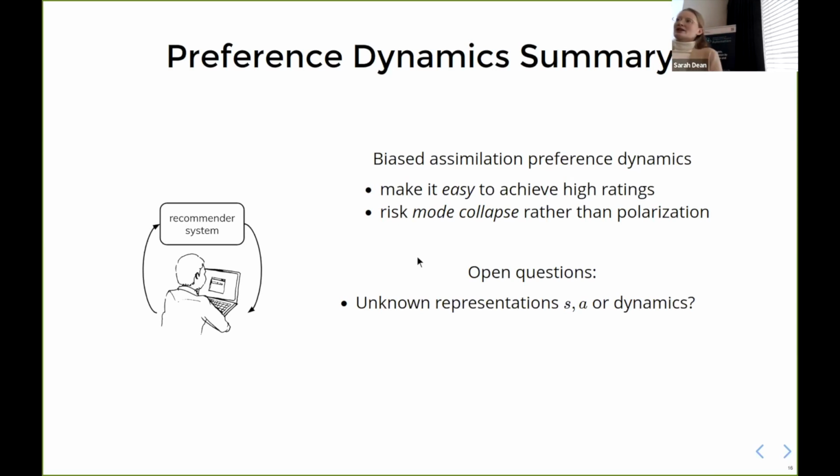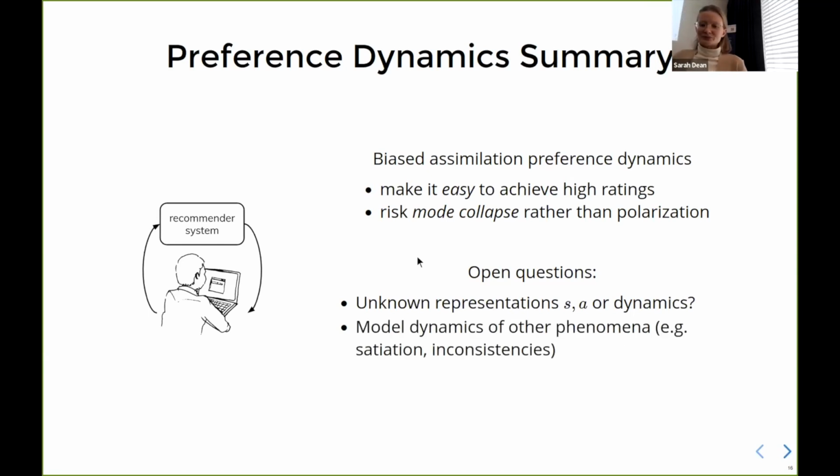Also, what if the dynamics are not quite as simple as I showed, but have some unknown parameters to them? Maybe individuals have some stable preference that they will tend to move back towards. How would you learn that? And how would you design recommendations in the presence of that?